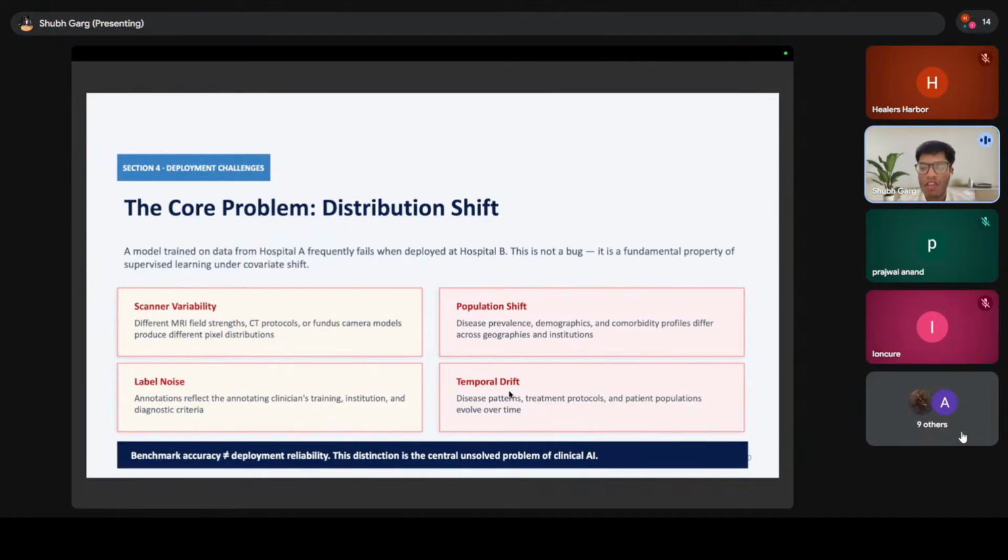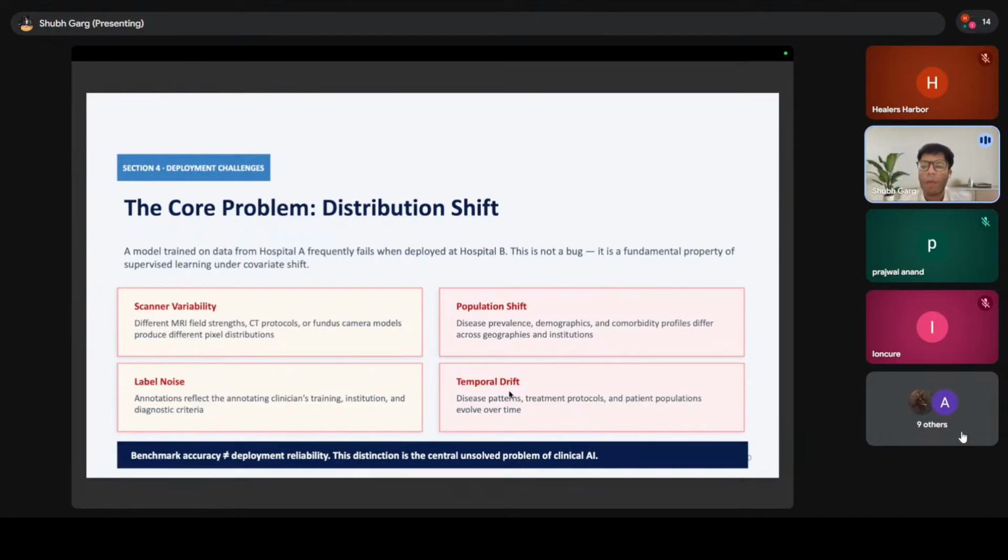Third is label noise. Medical annotations are not objectively grounded. They reflect the annotating clinicians' training, their institution's diagnostic criteria, and their specialty conventions. Two different annotators can produce different labels for the same image, and the model learns from those labels and inherits the subjectivity. Then, moving on to temporal drift. Disease patterns change, treatment protocols evolve, and patient populations shift. A model trained on 2019 pre-COVID chest X-rays has learned features that no longer characterize the current patient population.